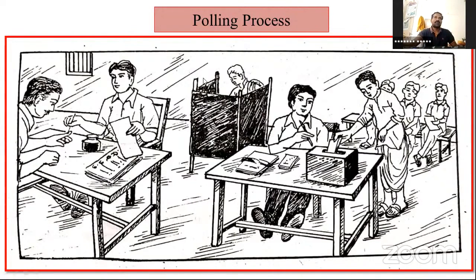This is the voting compartment. First, the voter came to vote. Then he first goes to the polling officer. Look at this picture carefully. This is the indelible ink. This will be applied to the voter's left hand forefinger.